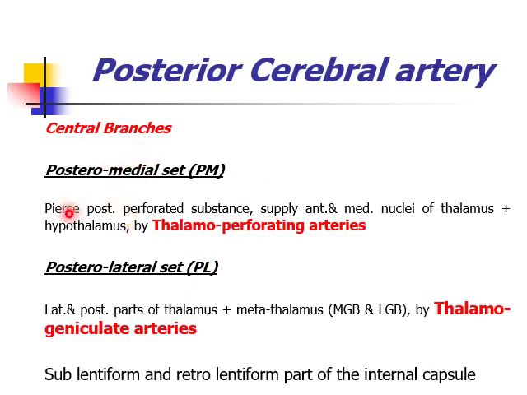The posteromedial set pierces the posterior perforated substance, supplying the anterior and medial nuclei of the thalamus and the hypothalamus through the thalamo-perforating arteries, whereas the lateral set of the central branches of the posterior cerebral artery gives off branches to the lateral and posterior parts of the thalamus and the metathalamus, the medial geniculate and lateral geniculate body, through the thalamo-geniculate arteries. The sublentiform and retrolentiform parts of the internal capsule are also supplied by this posterolateral set.